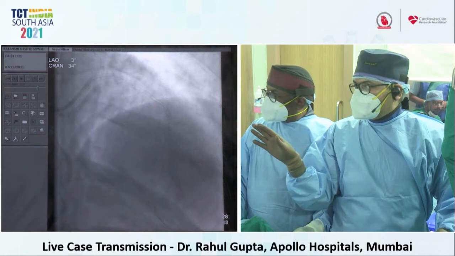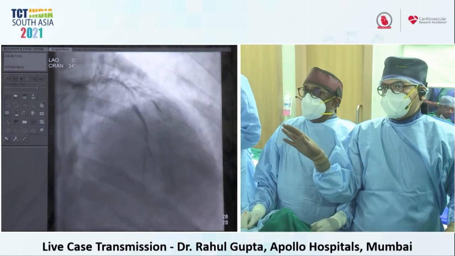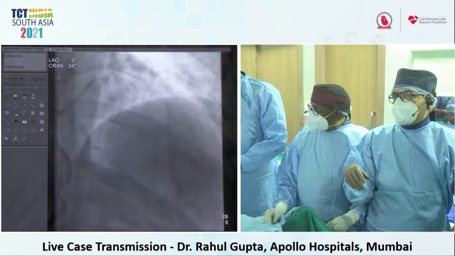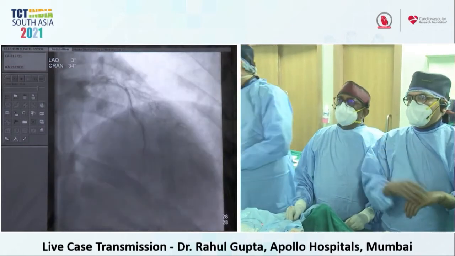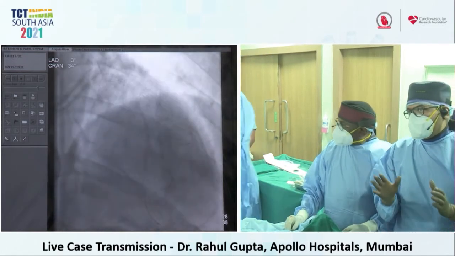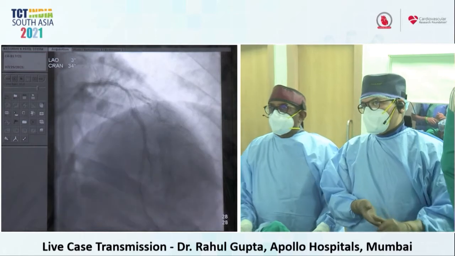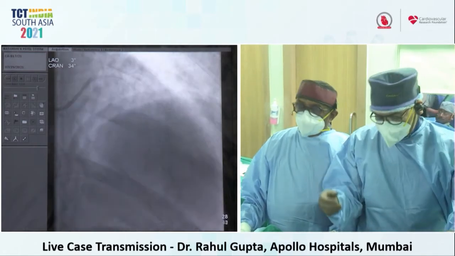So maybe the length is coming about 30 millimeters, so we'll take a 30 millimeter stent, take a 2.75 stent and then dilate it up to 3 millimeter in the proximal part. So that's the approach. We'll see how the diagonal behaves, and then we'll work on the other vessels. Meanwhile, if you want to go to the other lab or if there is any other discussion point.